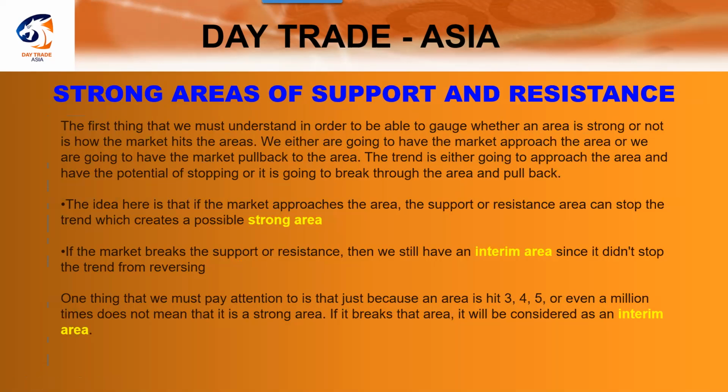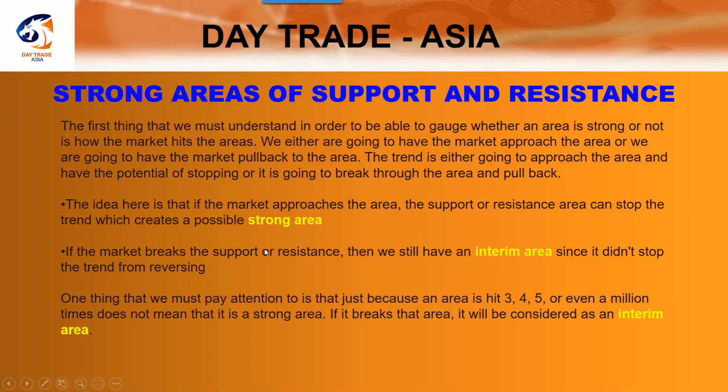For example, right here it says the first thing we must understand in order to gauge whether an area is strong or not is how the market hits the areas. Either the market approaches the area, or the market pulls back to the area. So the trend is either going to approach the area and have the potential of stopping it, or it is going to break through the area and pull back to it. If the market approaches the area, the support or resistance area can stop the trend, which creates a possible strong area.